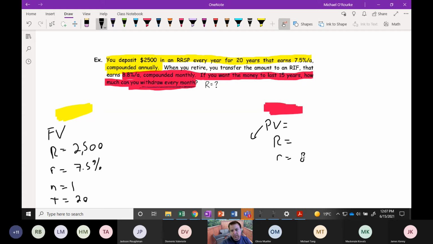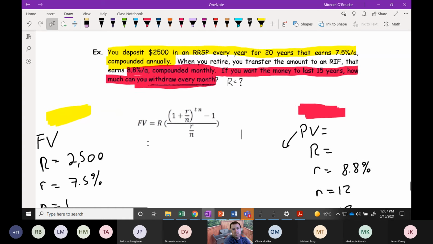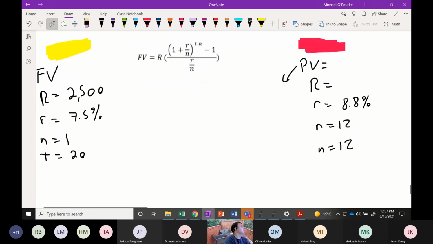Uh, 8.8. And these are monthly now. Okay, so we have to do this formula first. I'll pull over my formula. I'll give you guys a minute to get set up.